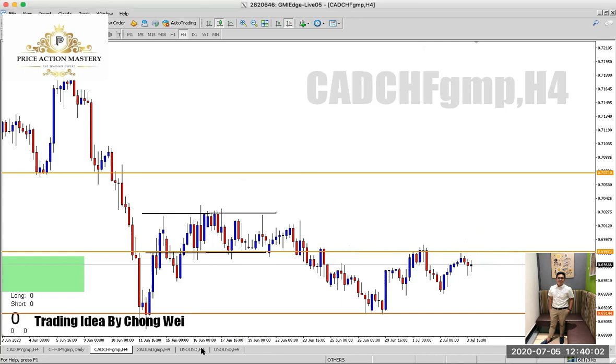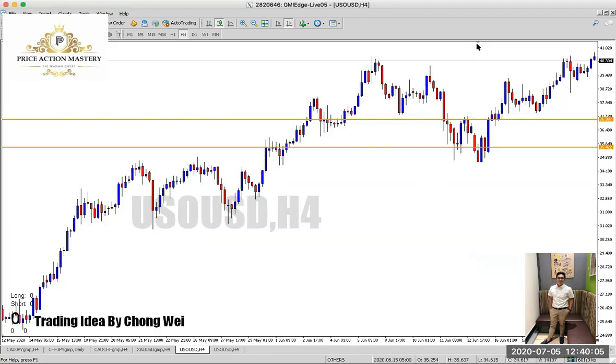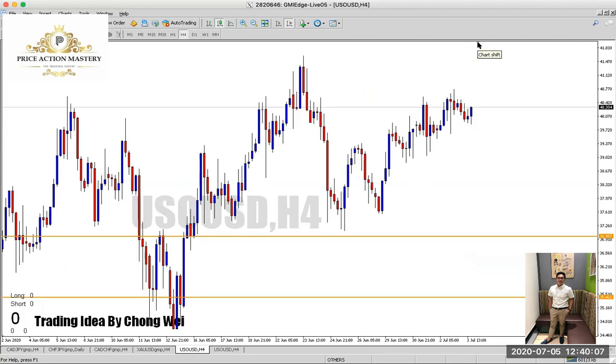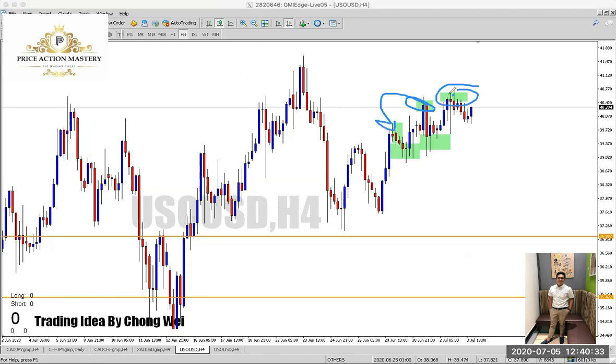How about US oil? Very clear uptrend. As you can see, the market is getting higher and higher. Higher high, higher low, higher low. But I think this higher high is higher than this, but not that much higher than this high. It's not that significant, which means at this level they are facing some very strong sellers defending.